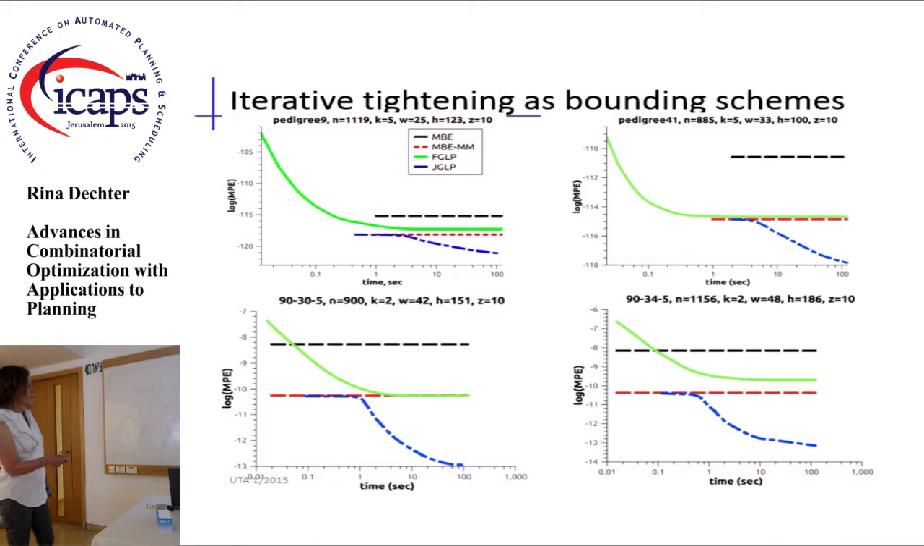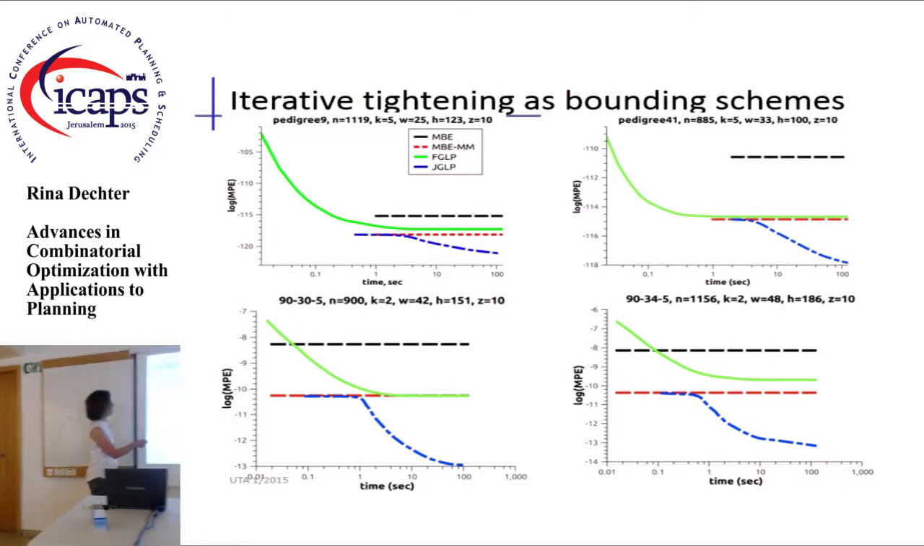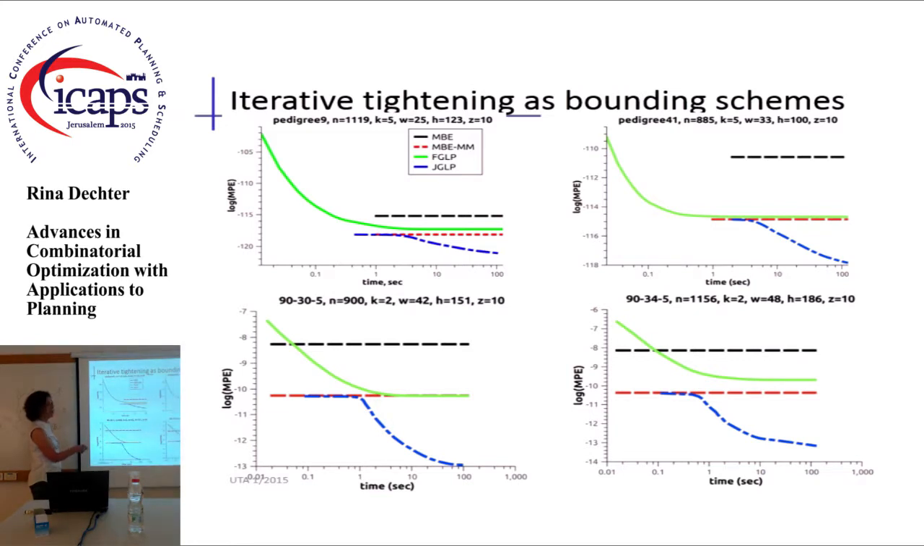Actually, I'm confused. We have here two methods, MB and MBE-MM, which are not iterative, so they correspond to the two straight lines. They don't change with time. The methods that change with time are FGLP, the one that operates on the original functions, and JGLP, which operates on clusters. You can see that the one that operates on the original functions is initially very bad, but it gets better with iteration until it converges. It doesn't get to the optimal solution. The MBE-MM is quite good, and it's very fast.